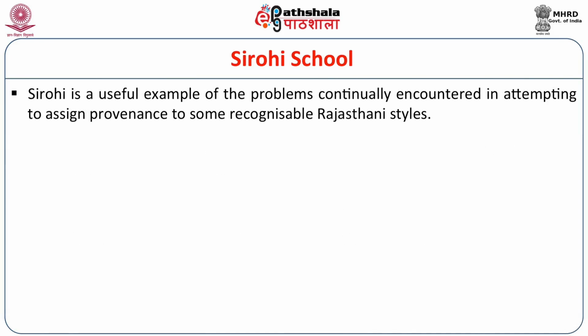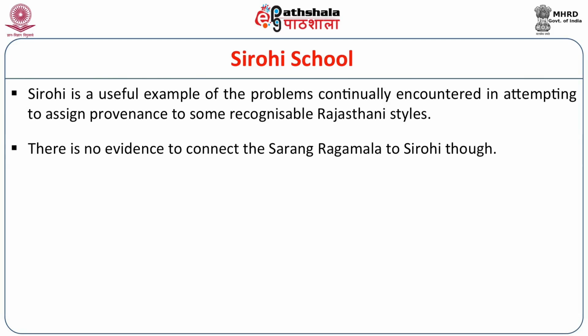The Sirohi school is a useful example of the problems continually encountered in attempting to assign provenance to some recognizable Rajasthani styles. There is no evidence to connect the Sarang Ragamala to Sirohi though, but it is not known why Sarang Ragamala became so popular in this school. Now there is an overlap of this school with Mewar, which makes it very difficult to distinguish at least the early paintings of this school.